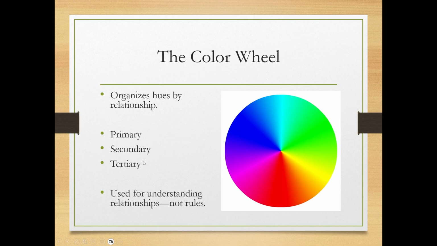Tertiary colors are everything in between. So these end up having abstract names, but things like blue-green or orange-red, they generally are hyphenated, but it's kind of worth noting what they are.